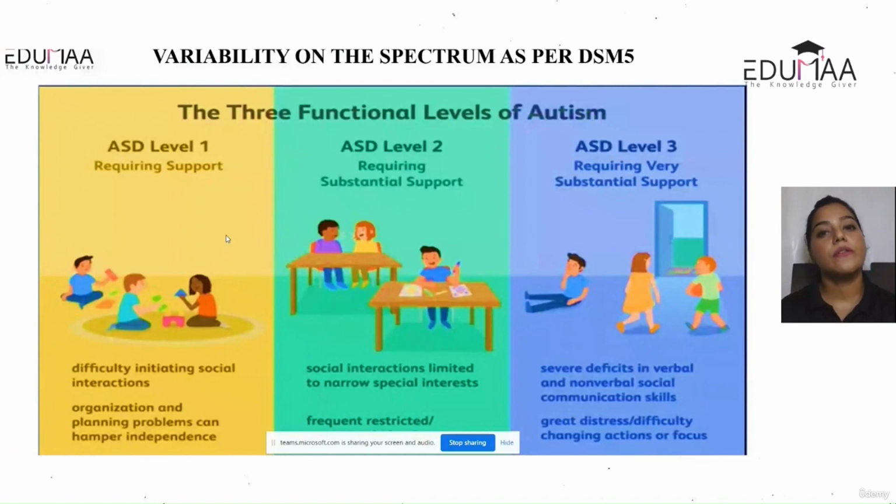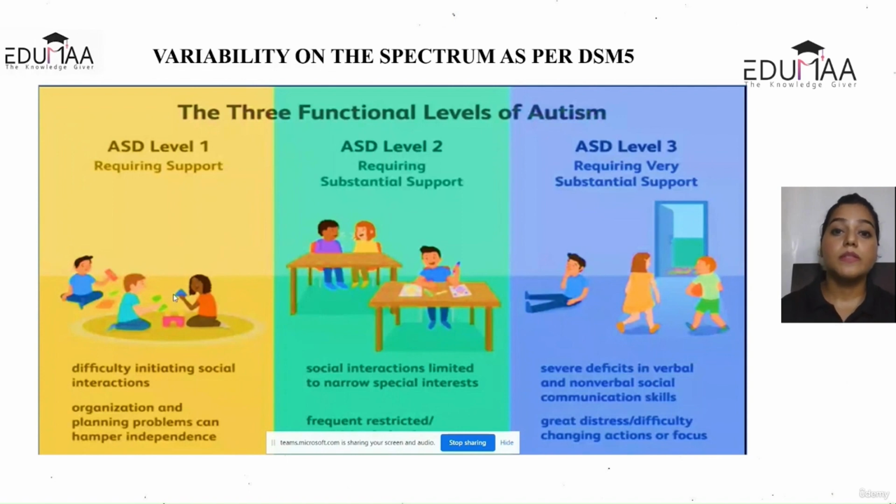Then coming up to variability on the spectrum as per DSM-5. There are different levels that a child may be having. What are these levels? Level 1 is where our child requires little support. They have difficulty in initiating social interactions with others. They have problems with organization and planning. They may have these difficulties which will impair their independence. So that is where they require little support from us as parents.